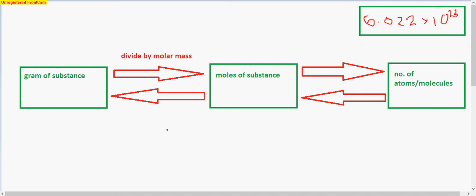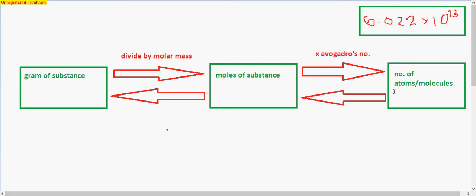Okay, now how do you convert from moles of a substance to the number of particles, or the number of atoms or molecules? I'll write it down. Multiply by Avogadro's number. That's how you do it. If you're given the moles of a substance, you just multiply it by the Avogadro's number to get the number of atoms or molecules. Now, to reverse it, you just have to divide it, right?